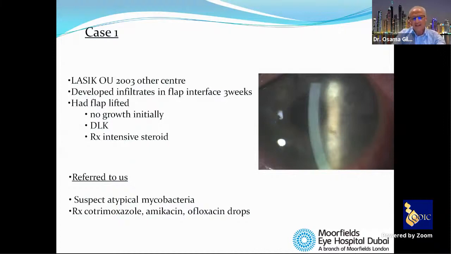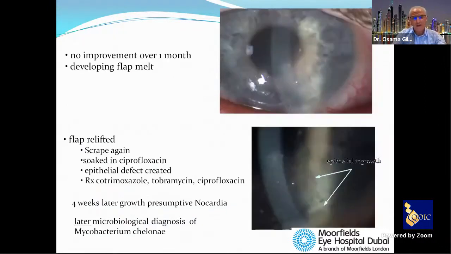They treated it as DLK with steroid and did not respond, so they referred to us. We suspected atypical mycobacteria. At that time, we were using clarithromycin, amikacin, or fluoroquinolone. We didn't have the 4th generation at that time, by the way, in the UK. So there was no improvement, it started to melt more.